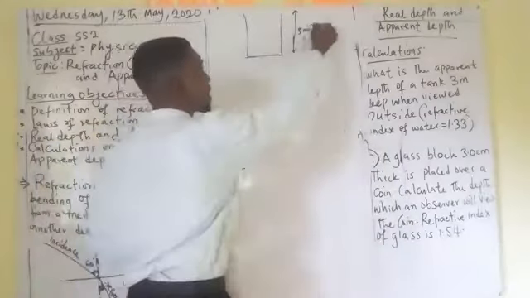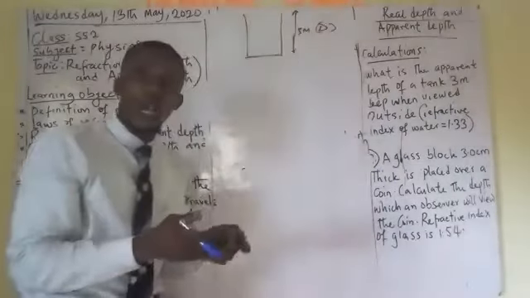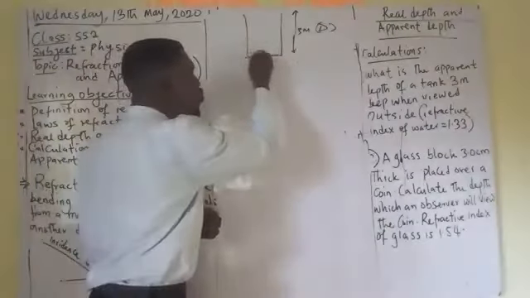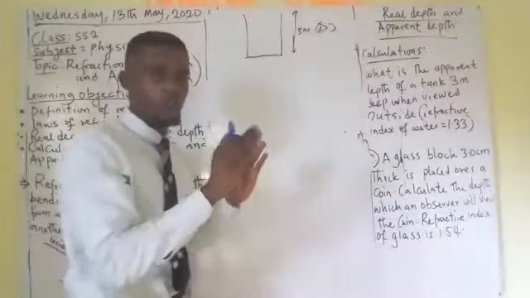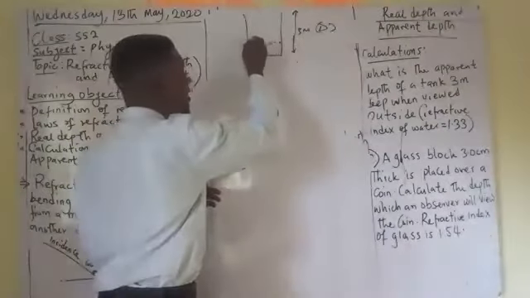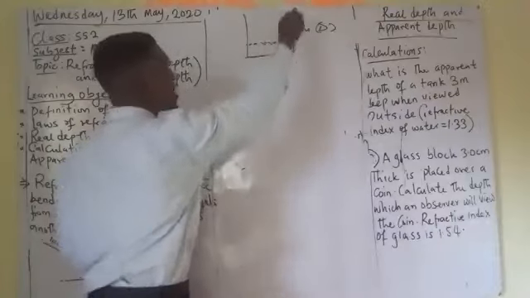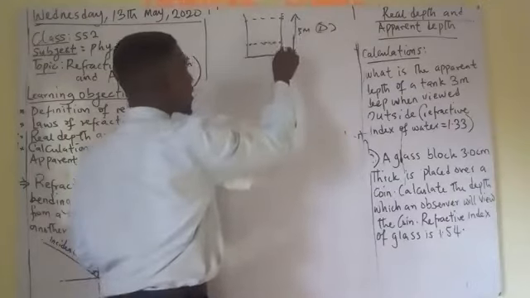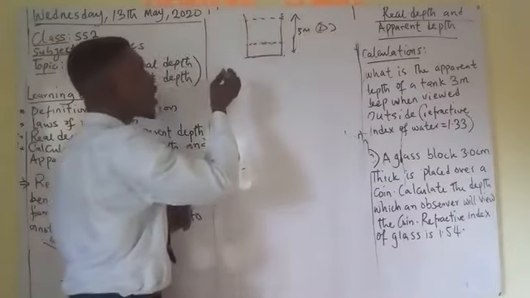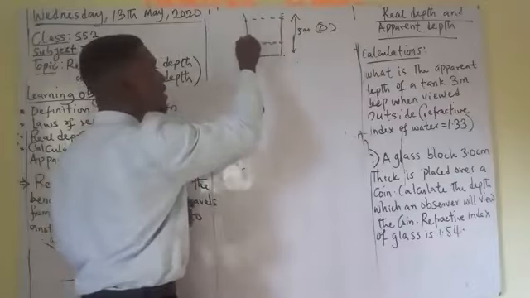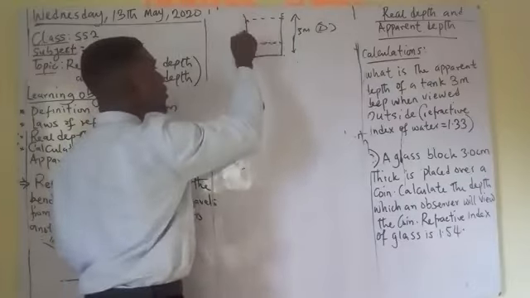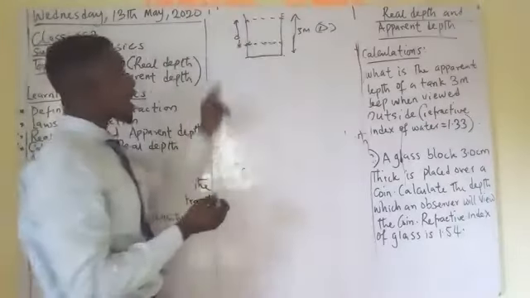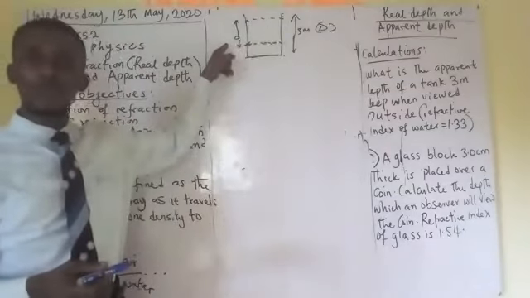Now, this is the real depth of the tank, D. Of course, when you look at the tank, you will observe that the base of the tank will not actually be 3 meters because of refraction. So let's say it was somewhere here. From here to here is where the water is, and from here to here is 3 meters. So the apparent depth is going to be from this point to this point. Let's call the apparent depth small letter d.